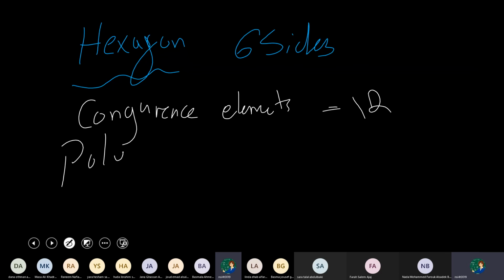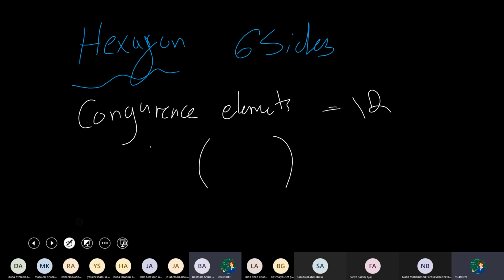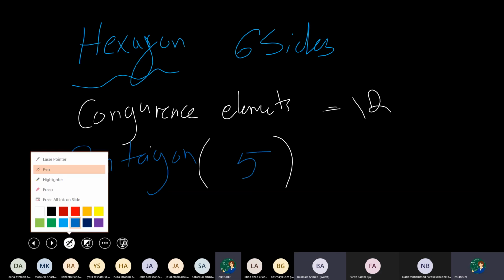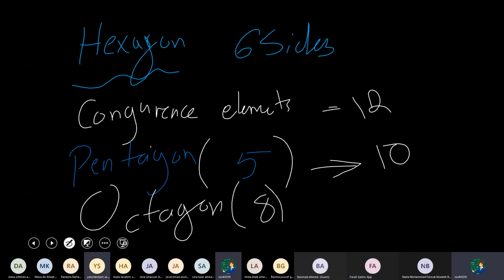If I'm talking about a pentagon, how many sides does the pentagon have? 5. So how many elements did I write now? 10. For the octagon, it has 8 sides. So how many elements? 16. Thank you. You have to write 16 elements in the congruence, or 16 statements in the congruence.